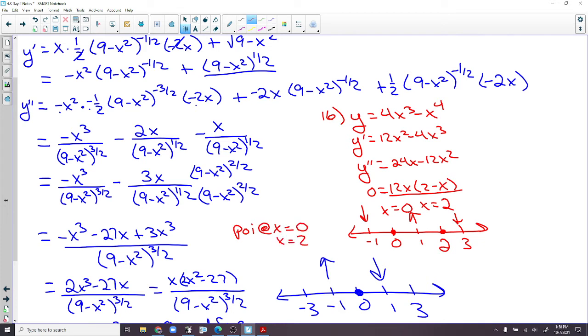Now on the DCA, we are going to be asked to justify this. And all we have to do is say the second derivative changes sign.